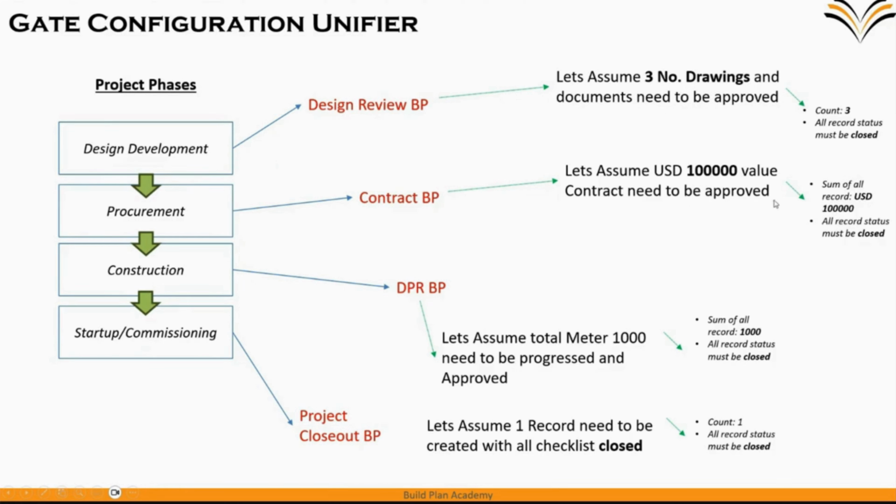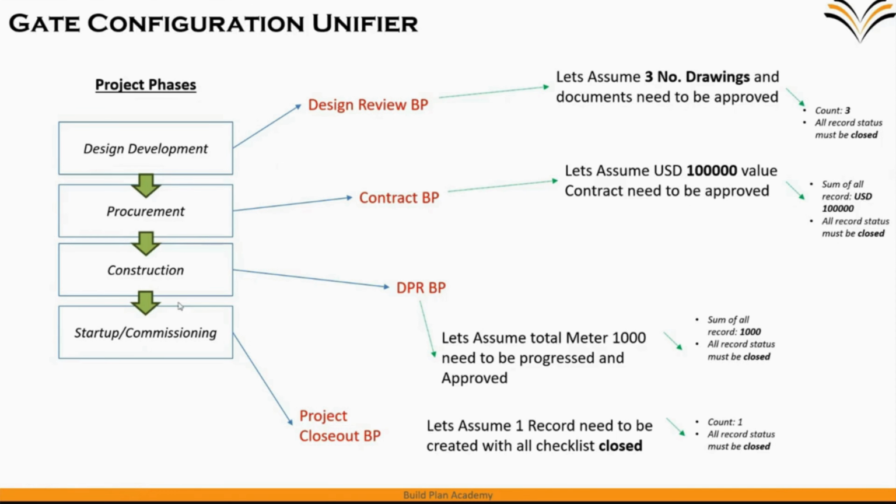If all the contracts are being released to the contractor, whose total value is this much, maybe 60,000 and 40,000, or maybe 30,000, 30,000 and 40,000, and all should be approved and closed. Once that is done, it will automatically go to the construction phase.